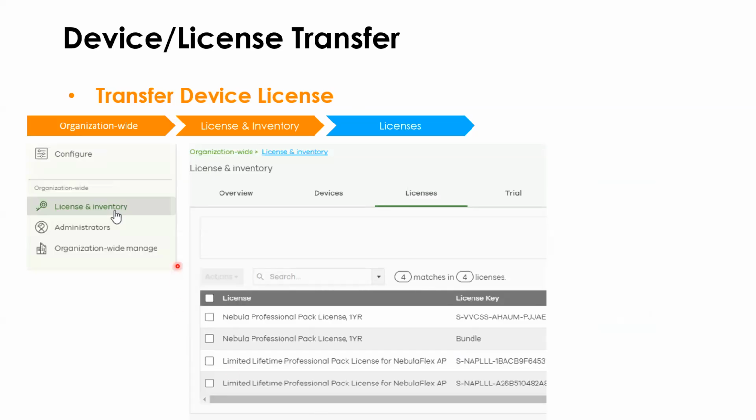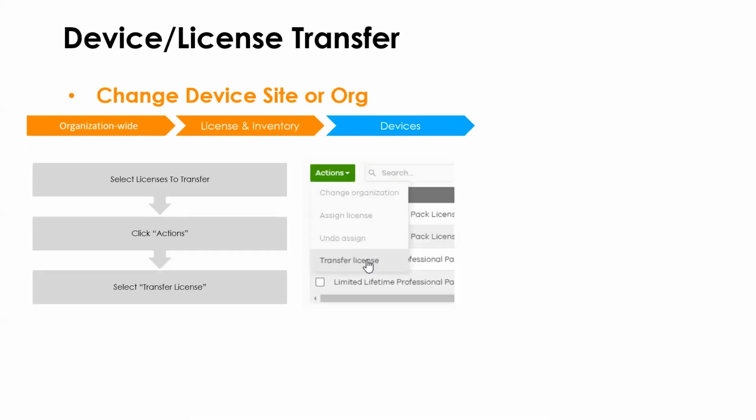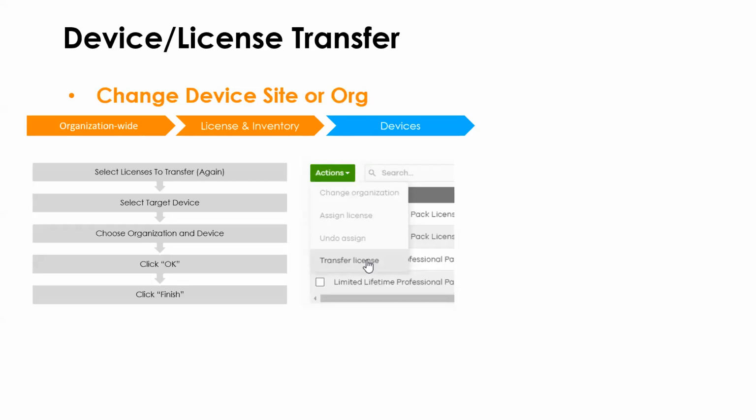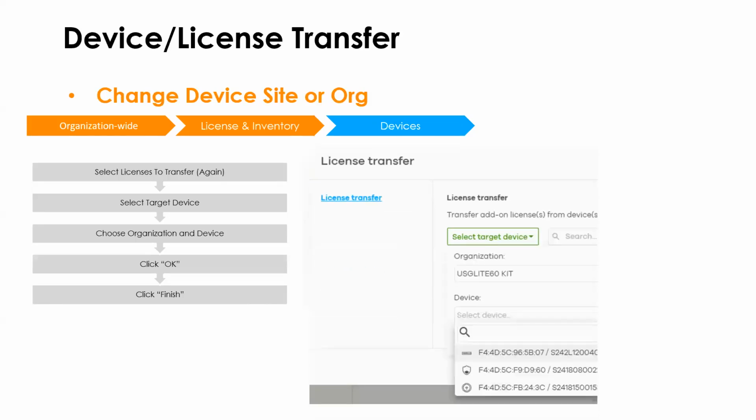Very similar process for licenses. So if you've accidentally assigned some licenses to the wrong customer, or maybe you've removed a few devices, so you have some extra licenses, so you want to transfer those over to a holding org or to a different customer, same thing, organization-wide settings, license and inventory, but now you would go over to the licenses tab and same exact process. Use the check boxes to select the licenses you want to transfer, choose that you want to change the organization or transfer the license, and just go through the steps there. It's all pretty straightforward.